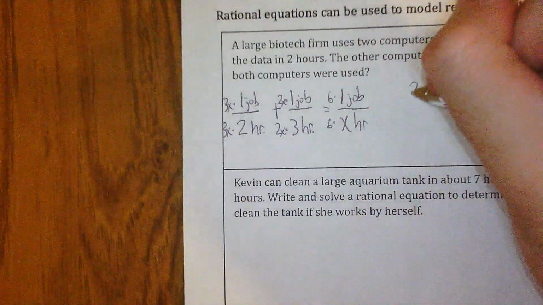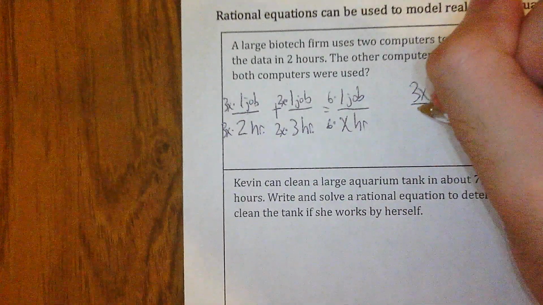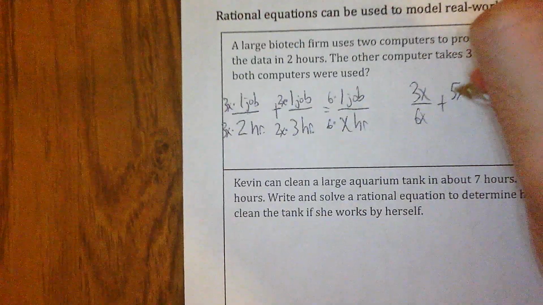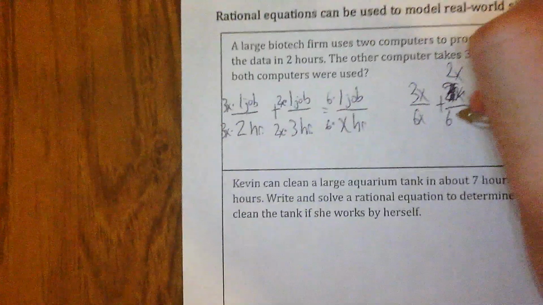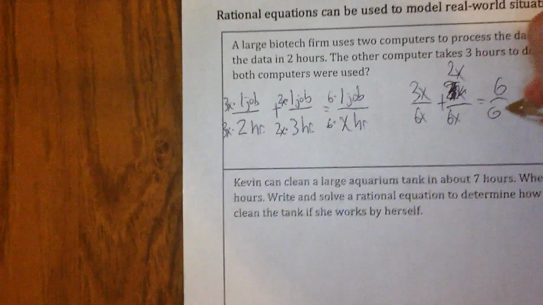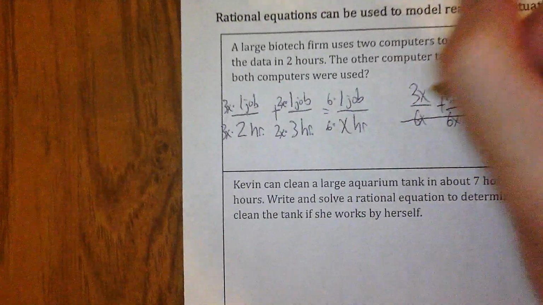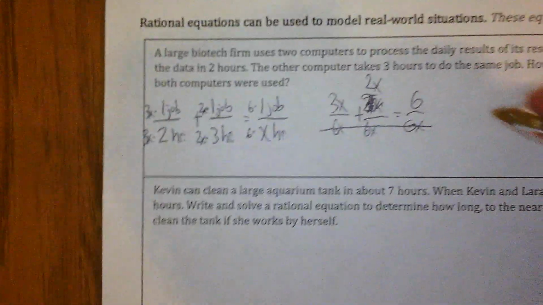So this one doesn't have 3, and it doesn't have x. This one doesn't have 2x. And this one doesn't have 2 or 3, so it needs 6, because 2 times 3 is 6. So our new fractions, we have 3x over 6x, and we have 2x. Got hasty there, added it already. 2x over 6x, and we have 6 over 6x. Now they're all over 6x, get rid of them. And we have 3x plus 2x equals 6.